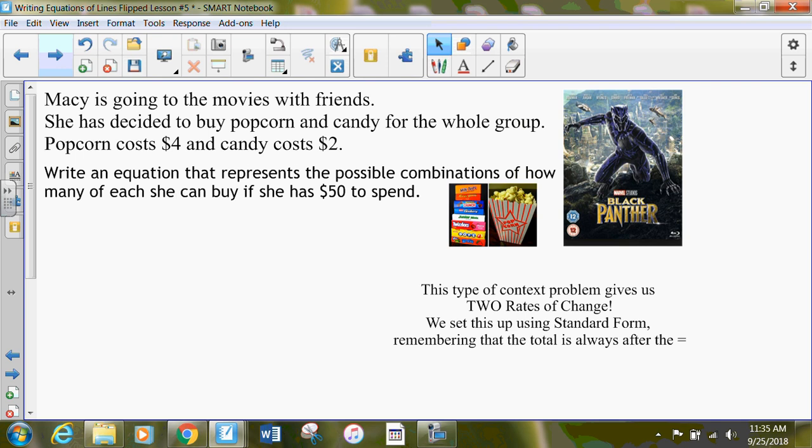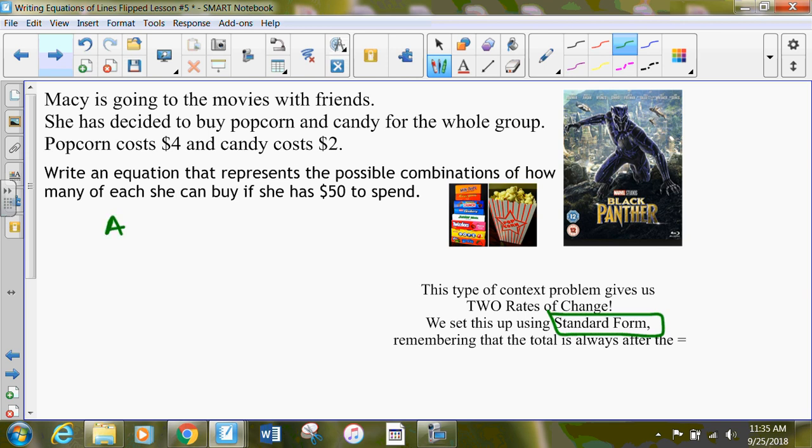So when we see this, we're actually going to set it up in standard form. Okay, do you remember standard form? Standard form was AX plus BY equals C.